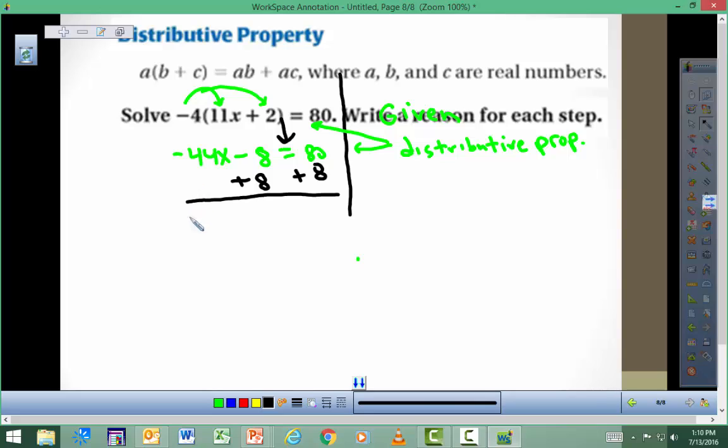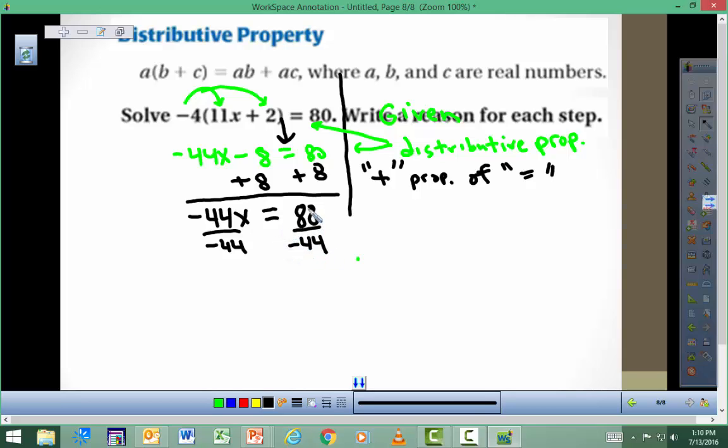And so over here we're going to have negative 44x, and then over here we're going to have 88. And when we write down the reason, we're going to say the addition property of equality. Okay, we'll just abbreviate. Okay, Mr. Russell's way of abbreviating. Well, the next step would be to divide by this negative 44. And if we divide 88 by negative 44, I think we get x is equal to negative 2. Okay, so the justification for this step, we would say, is the division property, okay, I'm going to abbreviate again, property of equality.